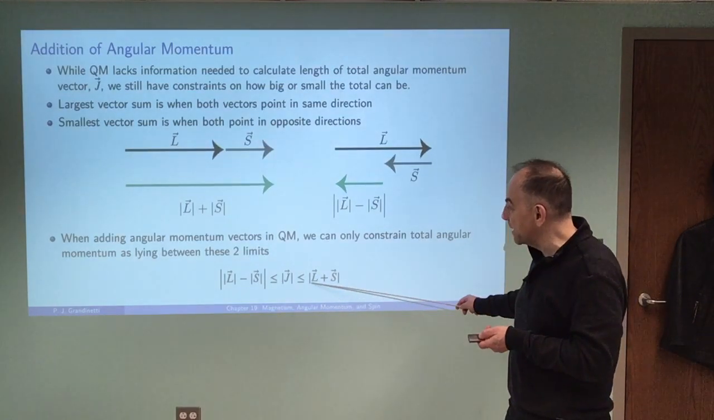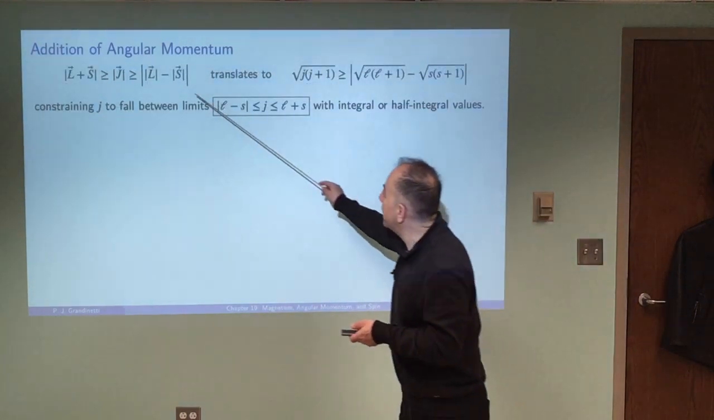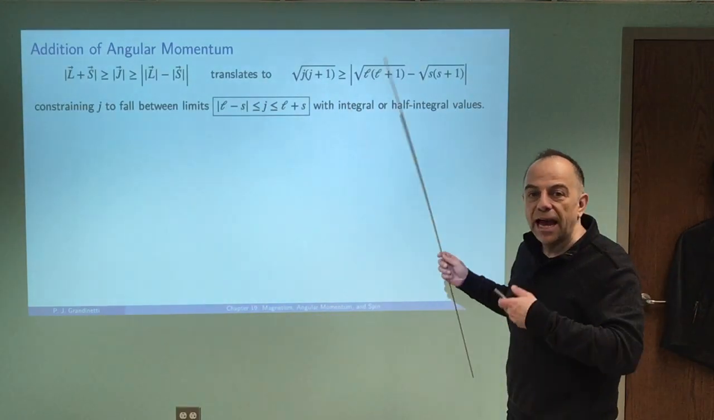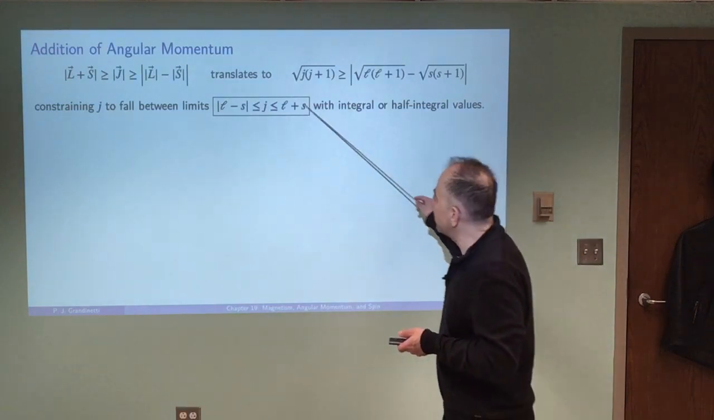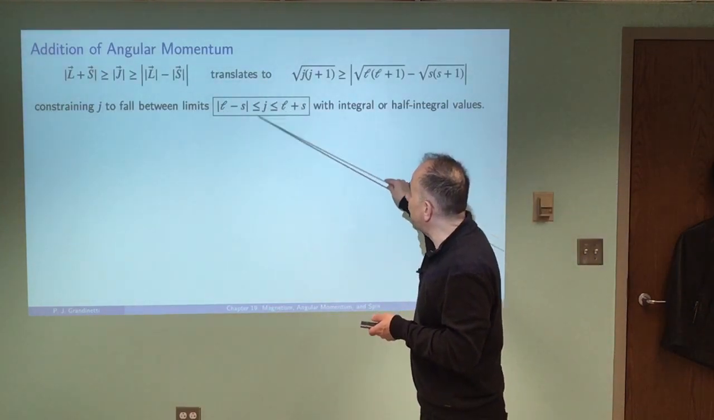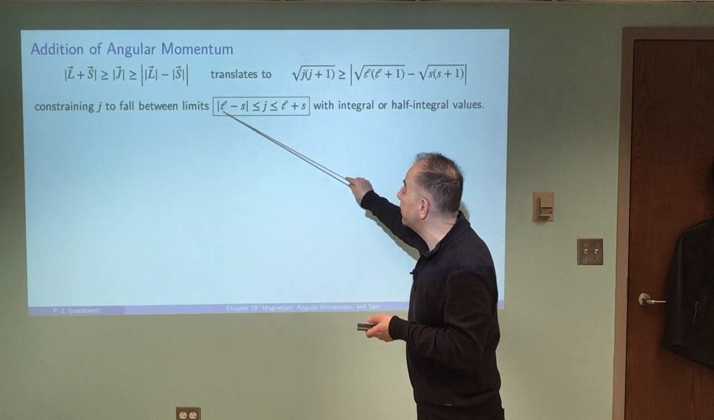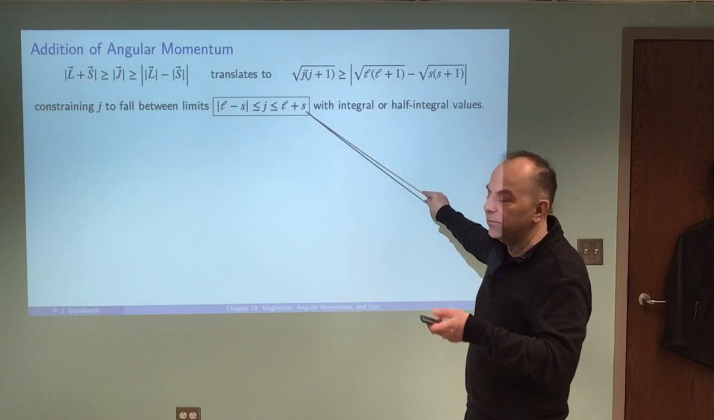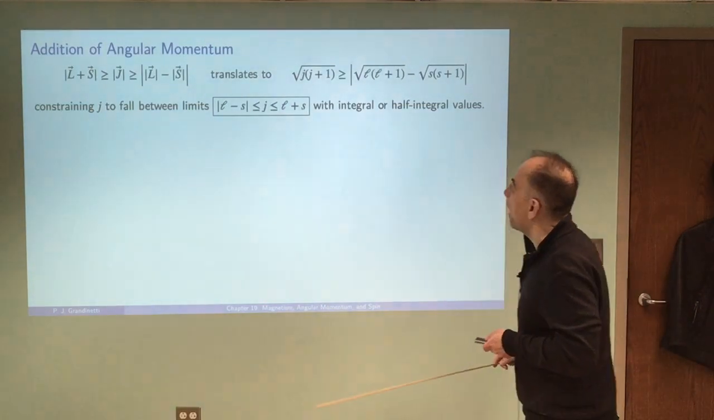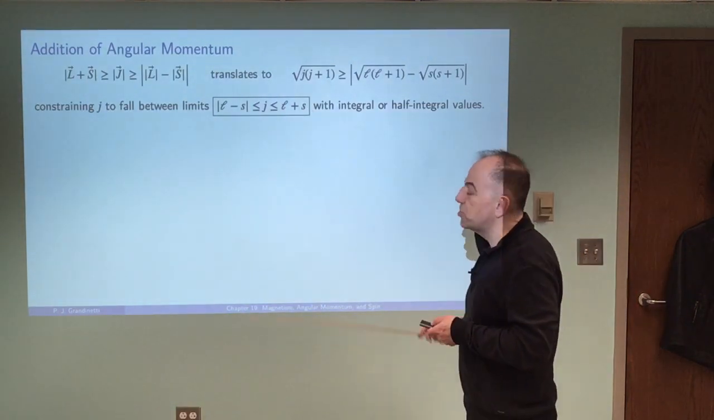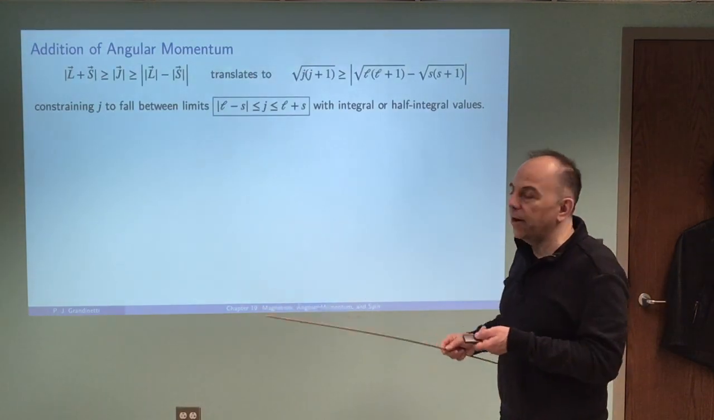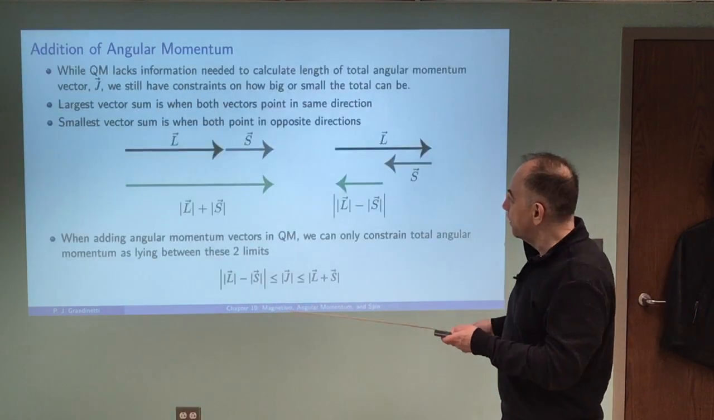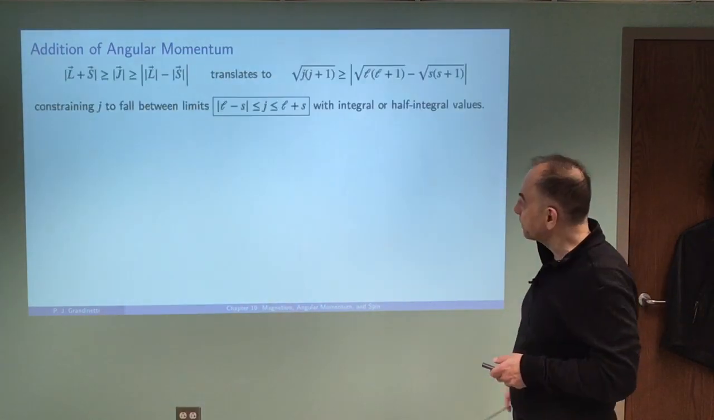So if we take this constraint here, we can see that that will translate into this constraint for the angular momentum quantum numbers, which tells us that the angular momentum quantum number, J, has to lie between the absolute value of L minus S and the absolute value of L plus S, but I don't really need the absolute value here because these are always positive. So that's our constraint that we know: any vectors that get added can get no longer than those two extremes.